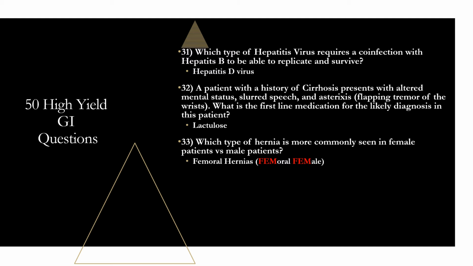narrowed femoral ring. And also remember the way that they may try to trick you in a question, and I say this from experience because this happened to me. They may ask you what's the most common type of hernia in female patients, and that answer is indirect inguinal hernia. So that's the most common type of hernia in both male and female patients. But if they ask you which type of hernia is more commonly seen in female versus male patients, then it's going to be femoral hernias.